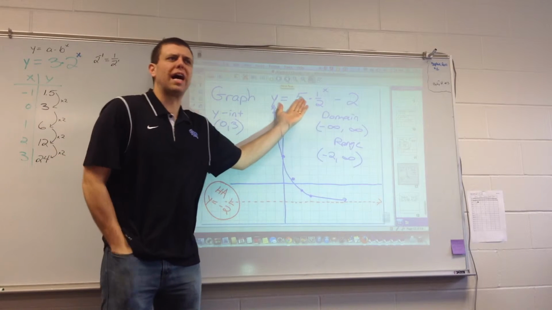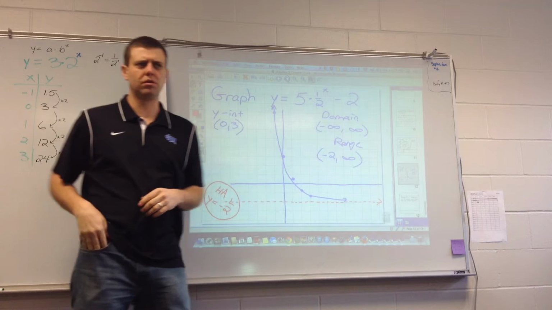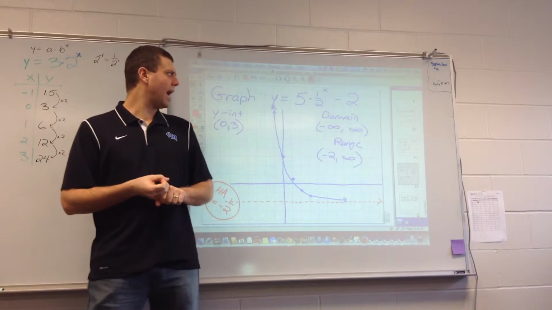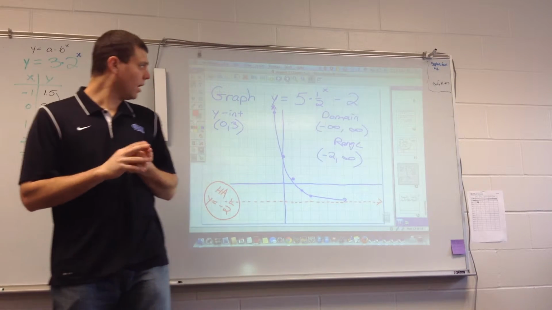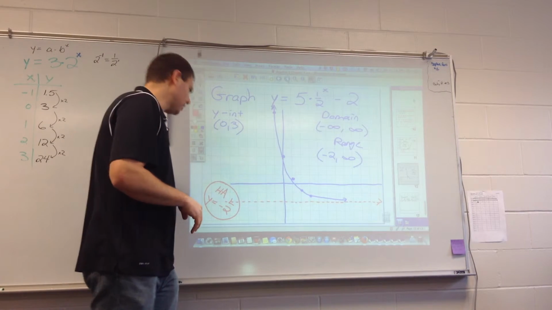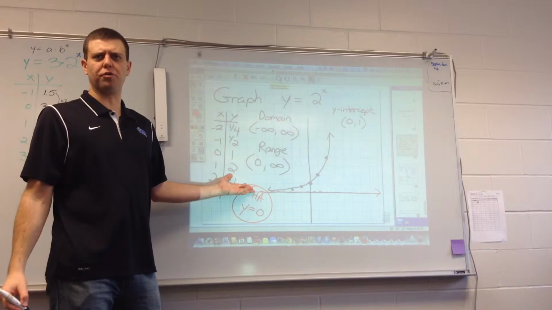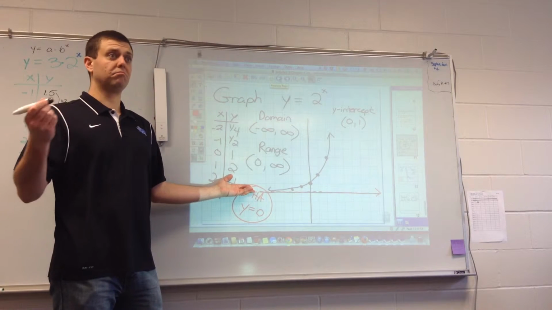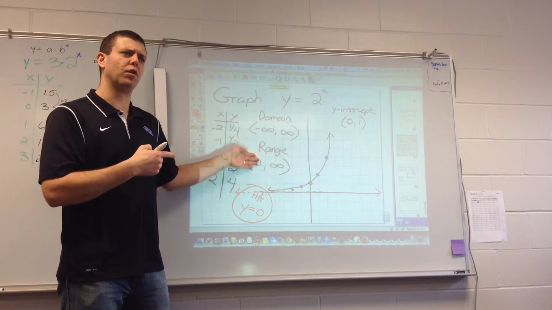This one, definitely a more complicated function: y equals 5 times 1/2 raised to the x power -2. What's my a value? 5. What's my b value? 1/2. And then I've got a -2 at the tail end of it. A couple things here. The last function we graphed, do you think this is exponential growth or exponential decay? Growth. Why? Because it goes up. Numbers are getting bigger. What number are you multiplying by over and over and over again in this one?